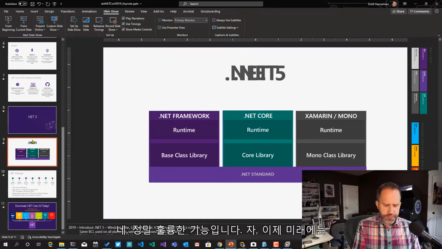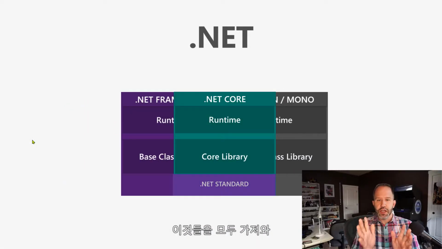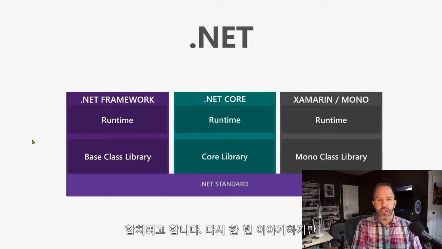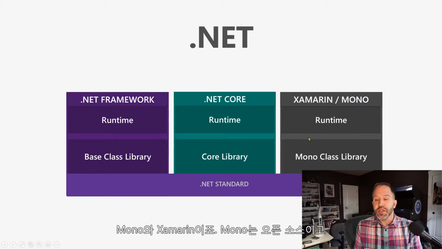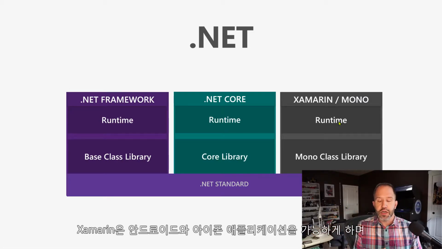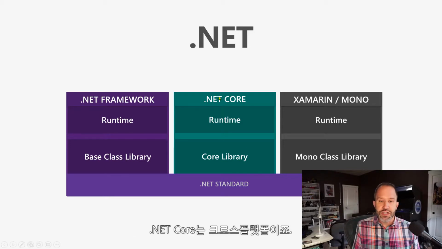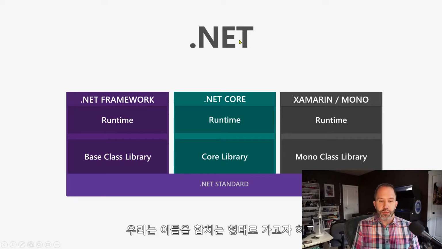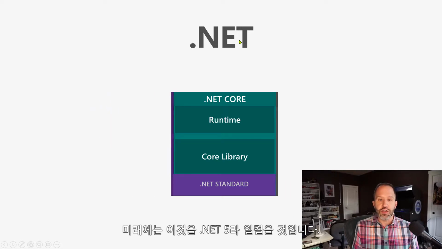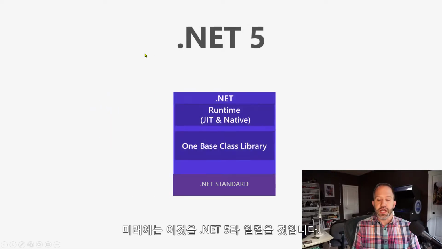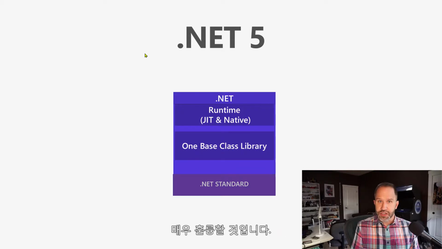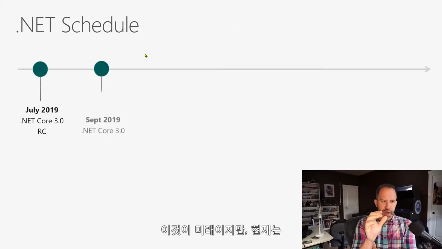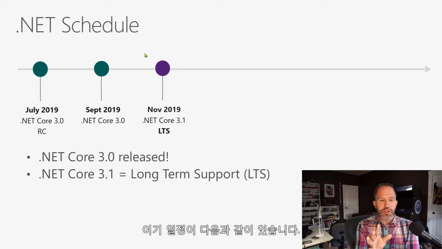Now in the future, we're going to try to take these and combine them. I'll do that again. The .NET Framework over here on Windows, Mono and Xamarin. Mono is open source. Xamarin powers Android and iPhone applications. .NET Core is cross-platform. We're going to combine those in the future and call it .NET 5, and that's going to be basically one .NET for all things. That's going to be pretty cool. That's in the future. But currently, here's what the schedule looks like.